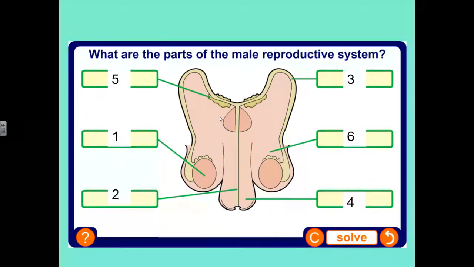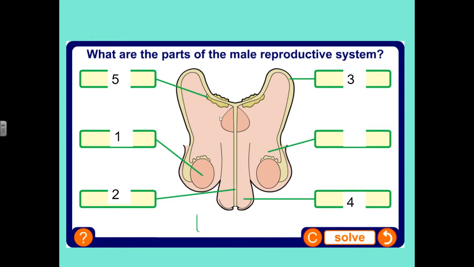Okay, I'm going to go through the answers. So 1 is the testes, this, as we'll talk about later. And then we have the urethra. This isn't in chronological order. We've got the testes, we've got the urethra. The urethra is the exit pipe for both semen and also urine.